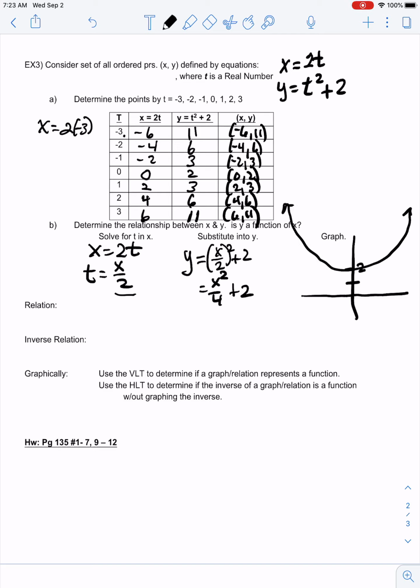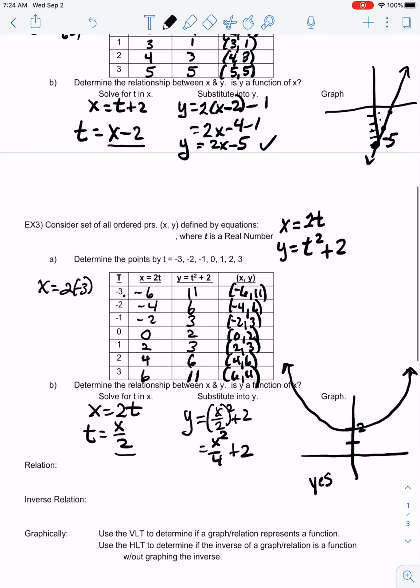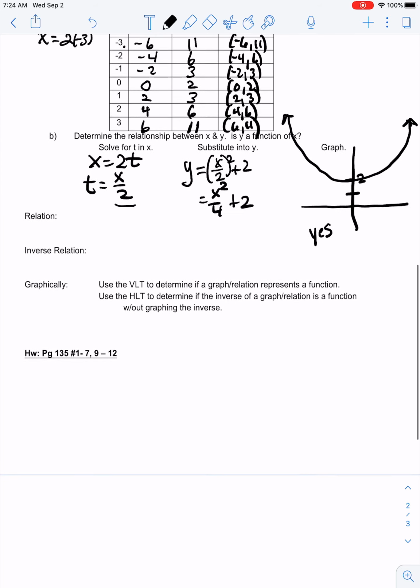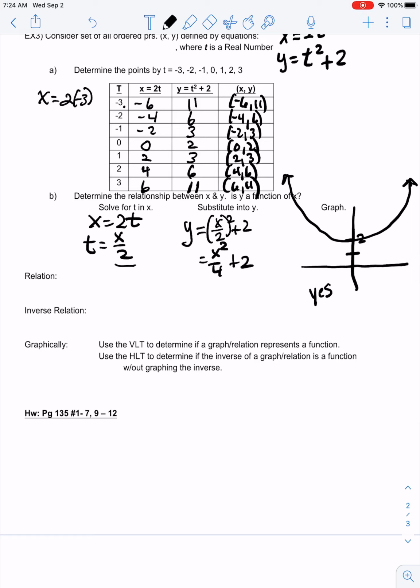I keep forgetting to answer the question, are these functions? Yes, that's going to be a function. Let's see here. The previous one, yes, a line's going to be a function. Okay, and that's what you should have come up with for your answer there.